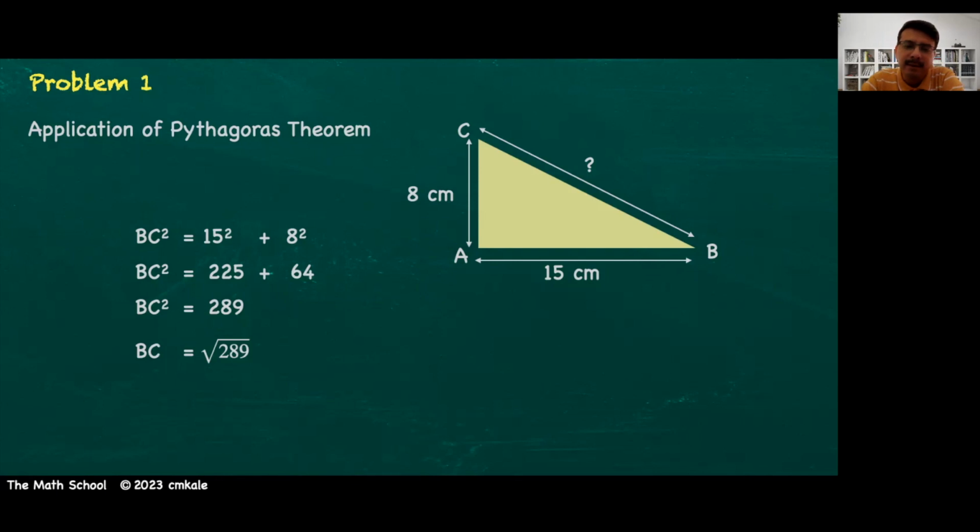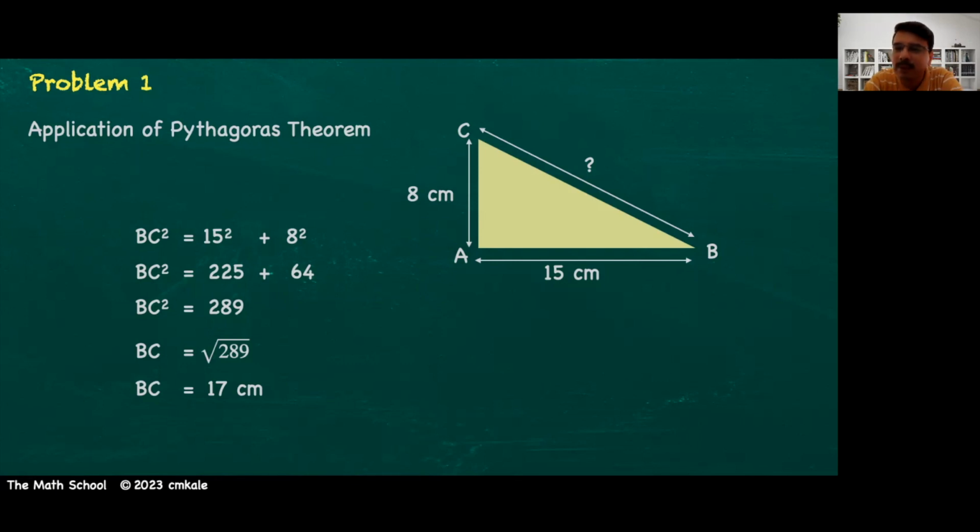Here, also know that 10 square is 100 and 20 square is 400, right? So all the numbers between 10 and 20, their squares will be between 100 and 400. So the square root of 289 should lie between 10 and 20. We also know that 15 square is 225, which is closer to 289. Therefore, the square root of 289 should lie between 15 and 20. In this case, it is likely to be 17, which is my guess. And if you compute through the long division method, you will arrive at BC equals 17.